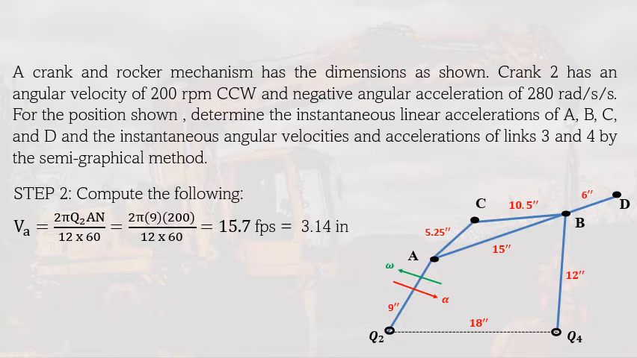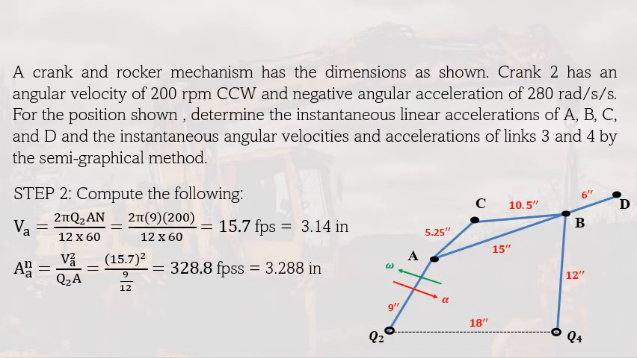Since our velocity scale is 5, in your drawing you divide this by 5. On the paper, you can draw the velocity of A as 3.14 inches. That is 15.7 divided by 5. Again, 5 is the kV, or the velocity scale. So 3.14 inches will represent the velocity of A in our paper later on.